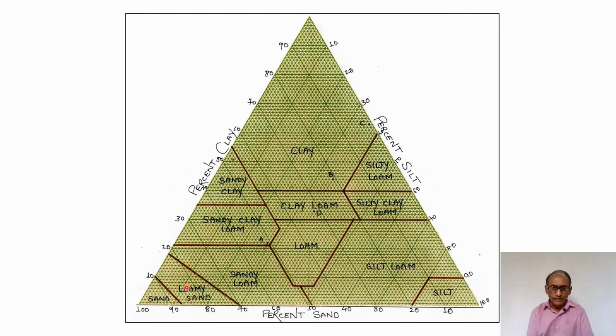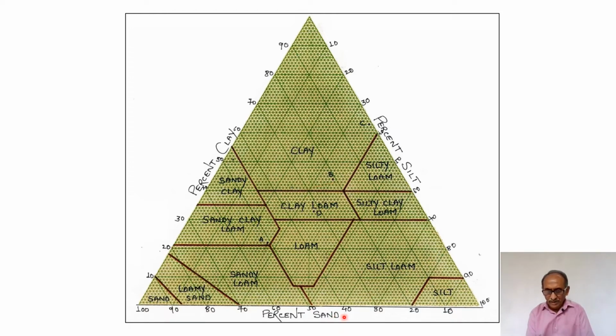So whatever percentages you are getting, these three values, sand, clay and silt, will combine together in one particular point, and once you locate that point, you are able to identify the type of your soil sample. So for example, here most of this region is clay, then loam and so on. This is given here. So the only thing is that you should know how to locate that.